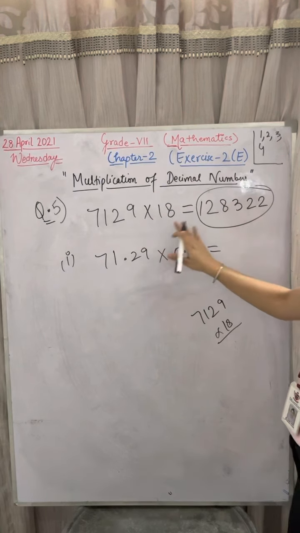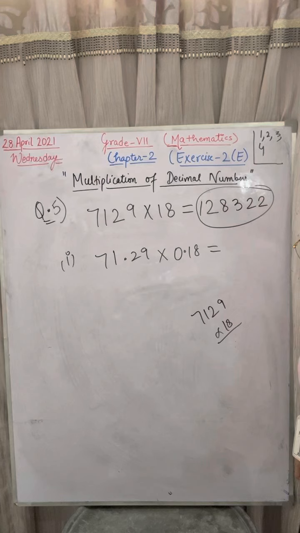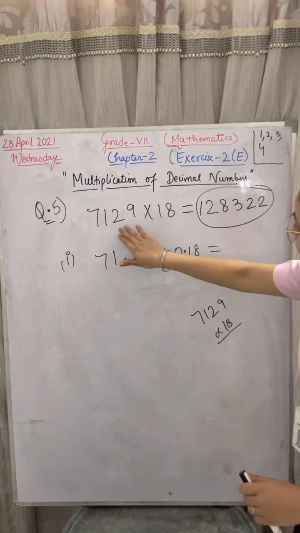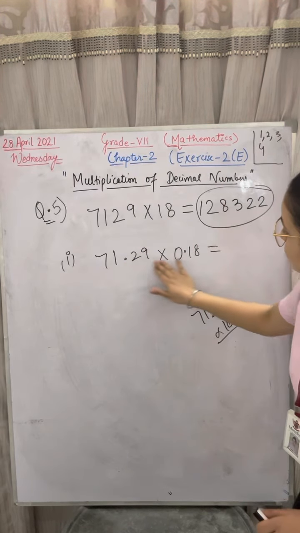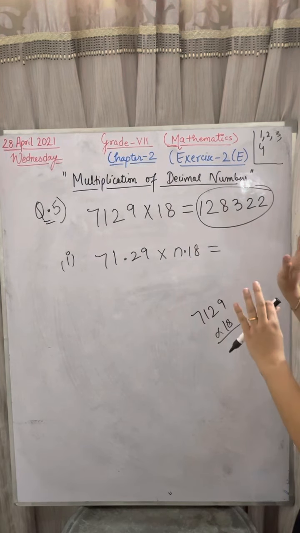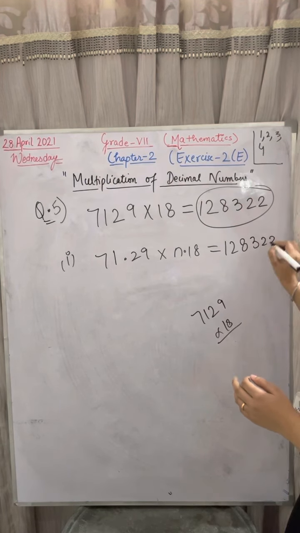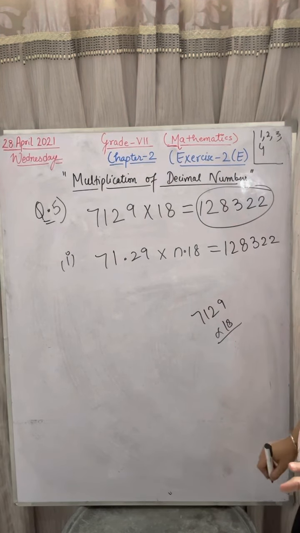What will be your answer? You can see both the terms on the left hand side are the same. So on the right hand side your number will be absolutely the same, 128322. Any doubt up to here?